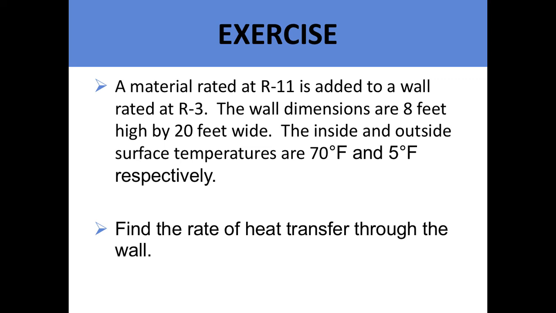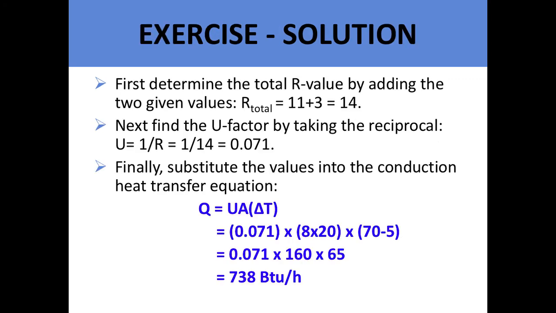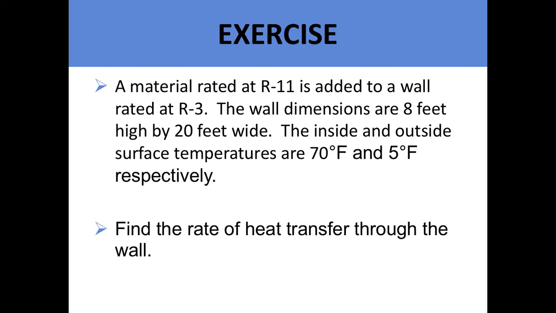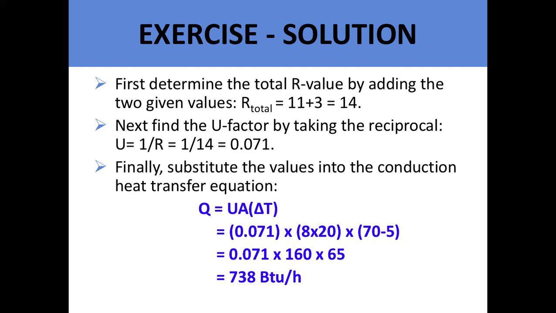Okay. Now, first you want to determine the total R value by adding the two given values. So we know our RT, which is our total, equals 11 plus 3, which is 14. Again, if we take a look at the previous slide, we have R11 and R3. So that's R14 total. Now, find the U factor. U, if you remember, is 1 divided by R. So 1 divided by 14 is 0.071.